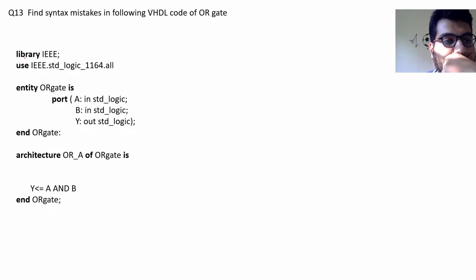If you can see, library IEEE followed by a semicolon is correct. Then I am using use IEEE.std_logic_1164.all. So this thing is correct, but this line is not terminated by a semicolon.